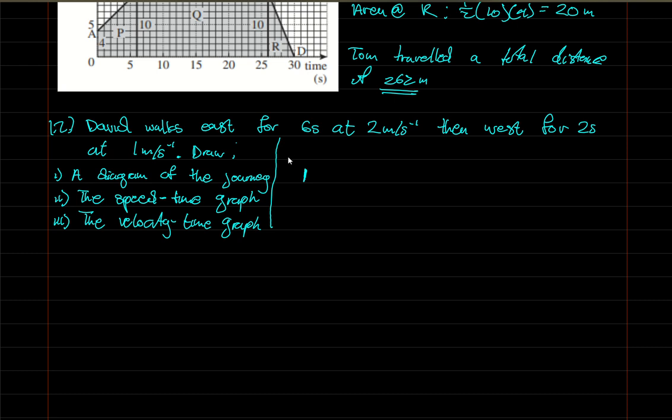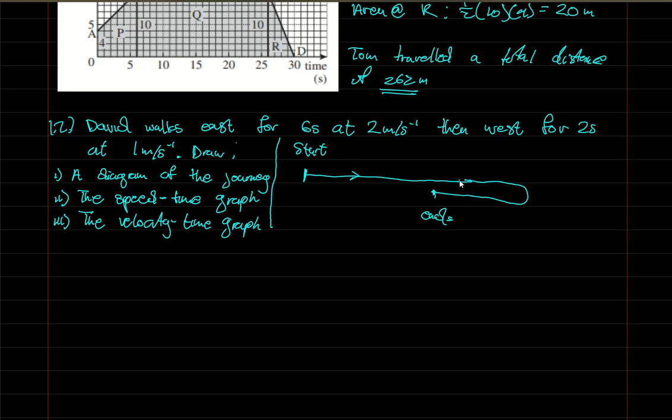So let's say he starts here. Let's name this point start. He starts here. He walks, he walks, he walks, he walks, he walks. My lines are not straight, unfortunately. And then he turns east. And then this way he ends.